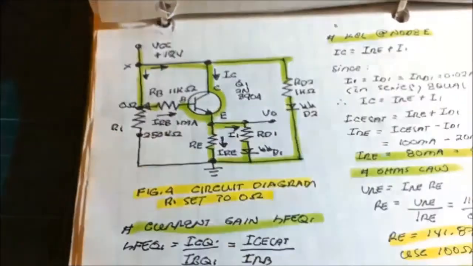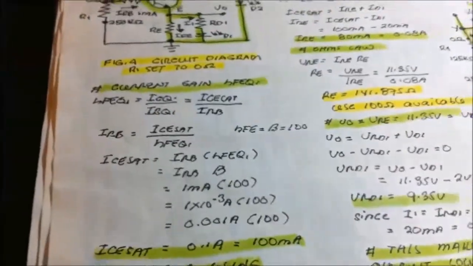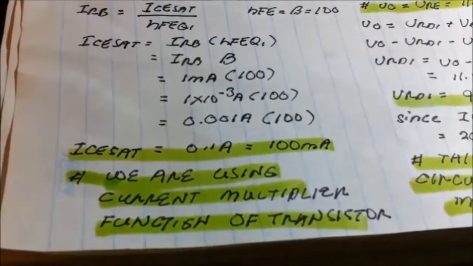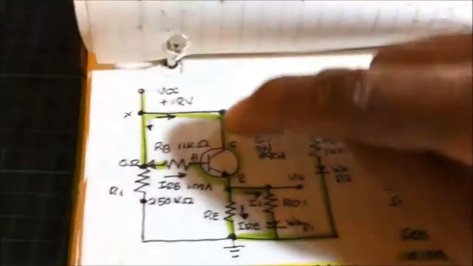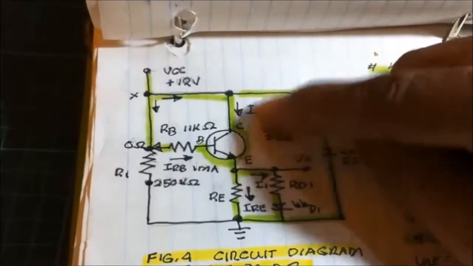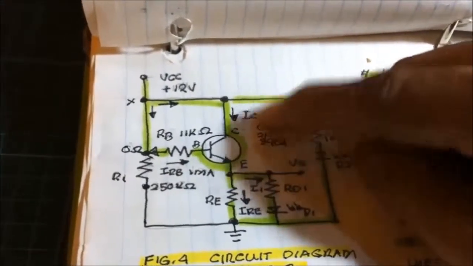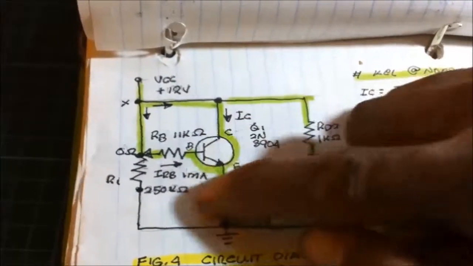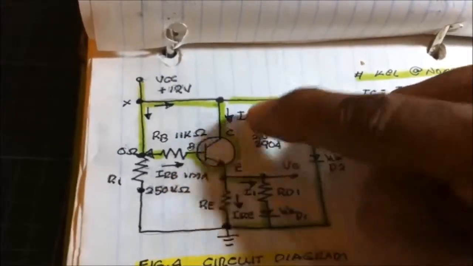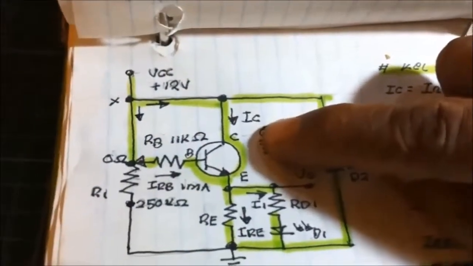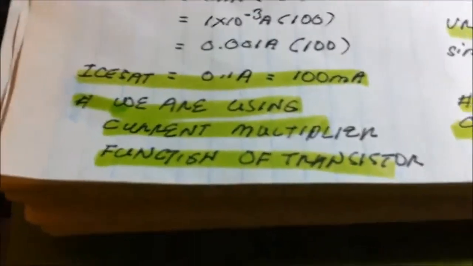We have no resistor here in our design. We are using the current multiplier function of the transistor, using it as a current-driven device, setting the current of the base to compute for the IC.